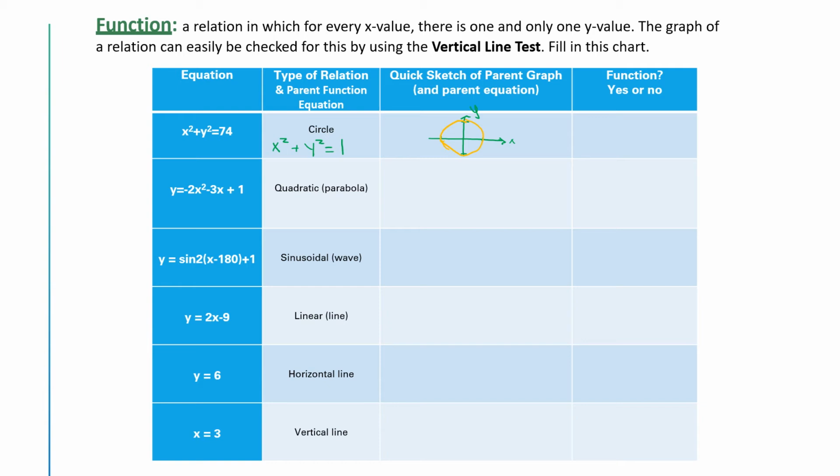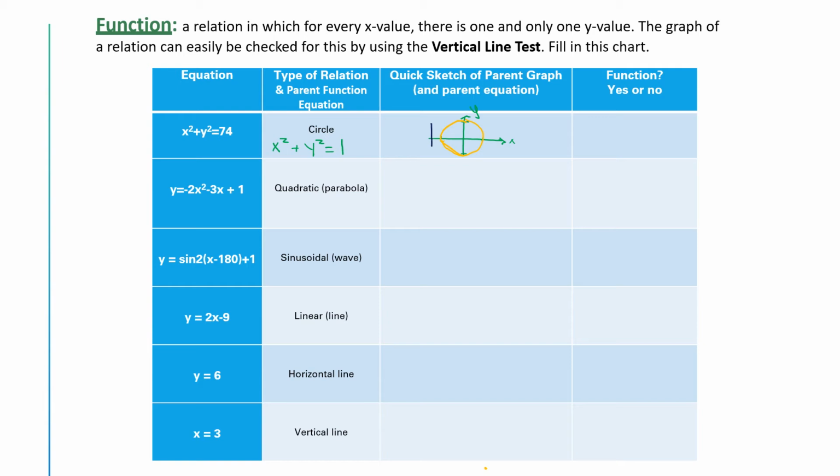If I was able to draw a nice circle, it would look like that. That's the parent function. So is that a function, yes or no? The way we figure that out is if there's any place along that yellow circle that I can draw a vertical line and it hits twice.